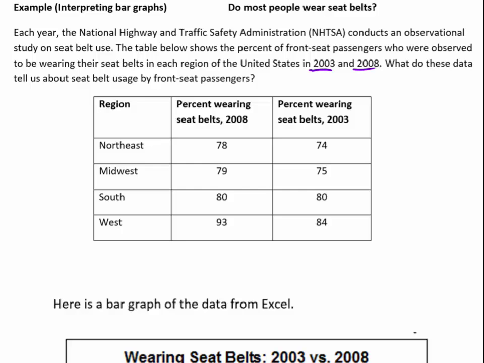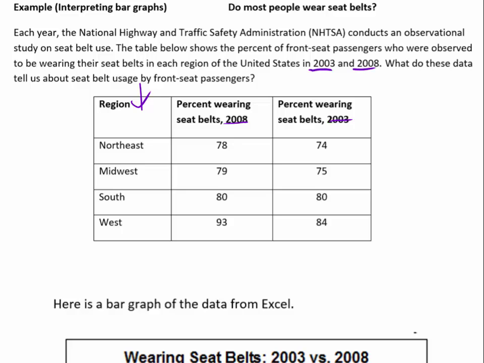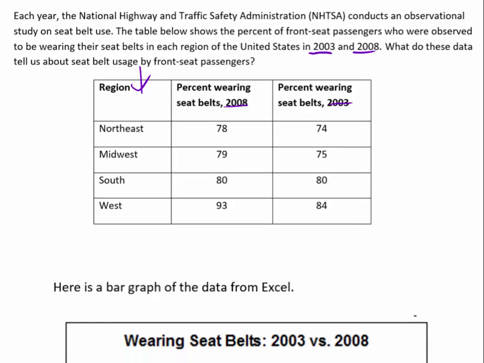What does this data tell us about seatbelt usage by front seat passengers? So you can see we have a column over here about the region, so Northeast versus Midwest versus South and West, and then the percentage wearing seatbelts in 2008 versus 2003. Now, one thing that they might be interested in doing is comparing them from point to point. So are we seeing more people wearing seatbelts, or are we seeing fewer people wearing seatbelts?